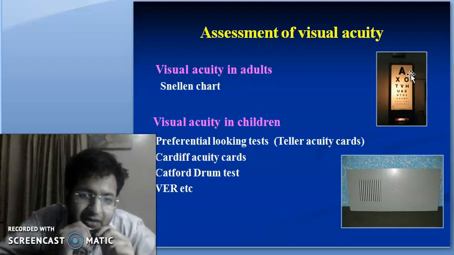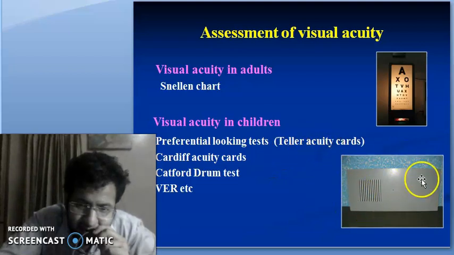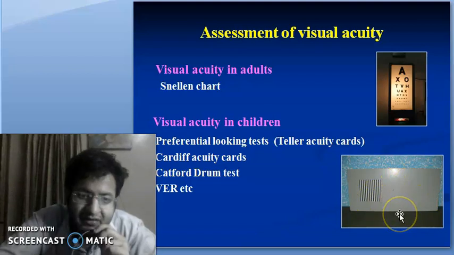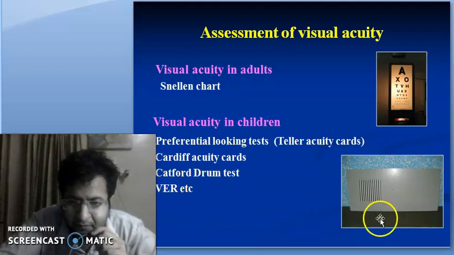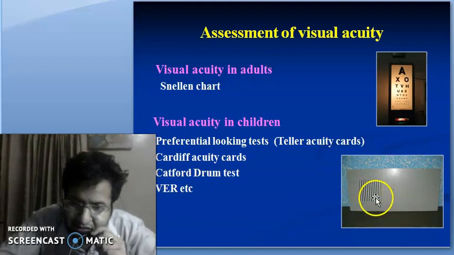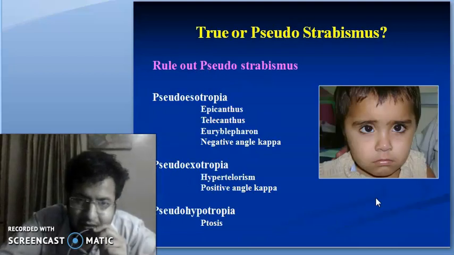How is visual acuity in children measured? By the preferential looking tests. That is a Teller's acuity test as shown in this. There will be stripes and the child will prefer to look towards the stripe side and not the other side. Also the Cardiff acuity test, the Catford drum test, and visual evoked responses, etc. These stripes will increase in width and decrease in width, and accordingly we can guess the child's visual acuity.